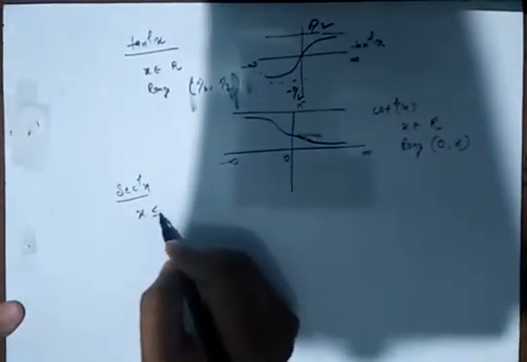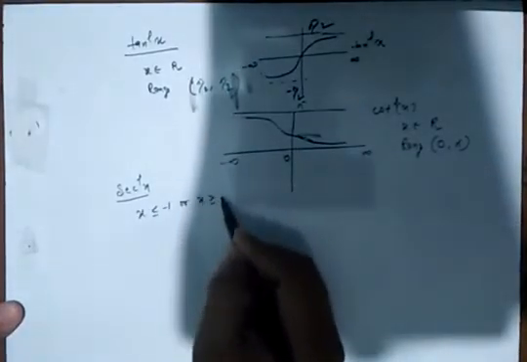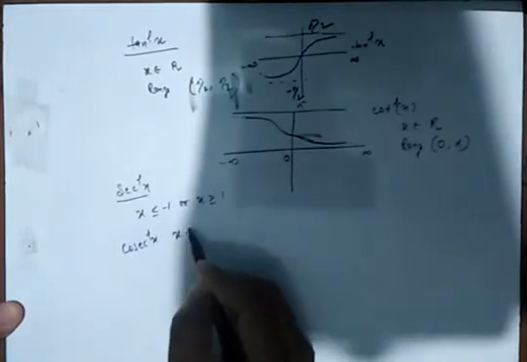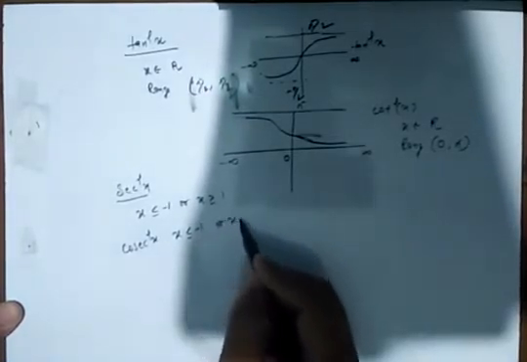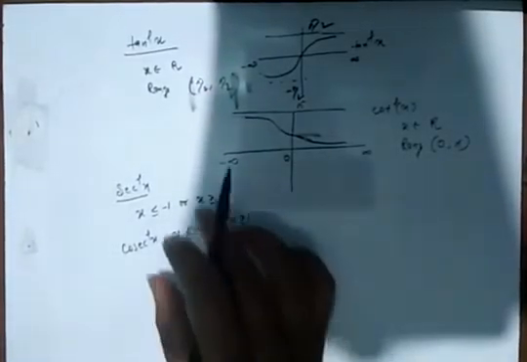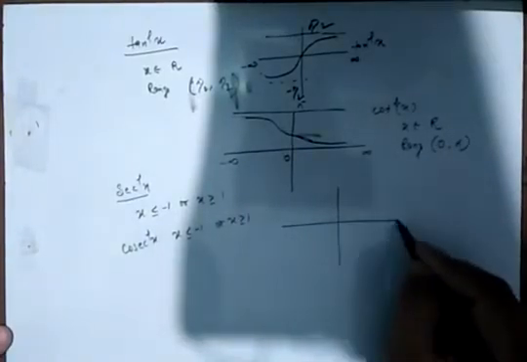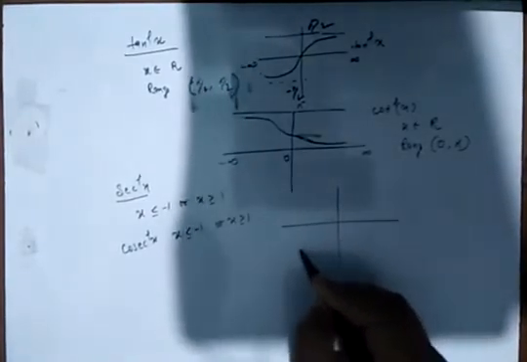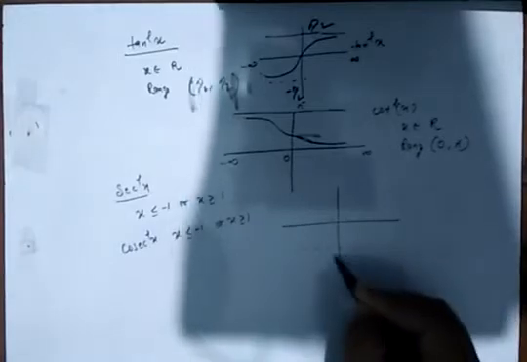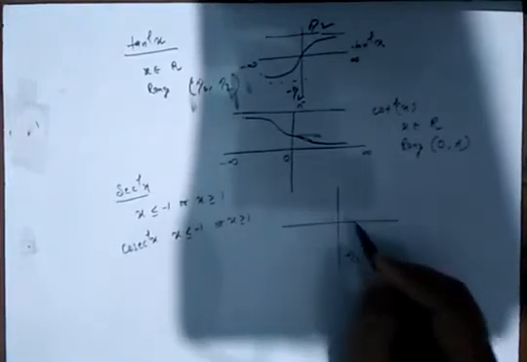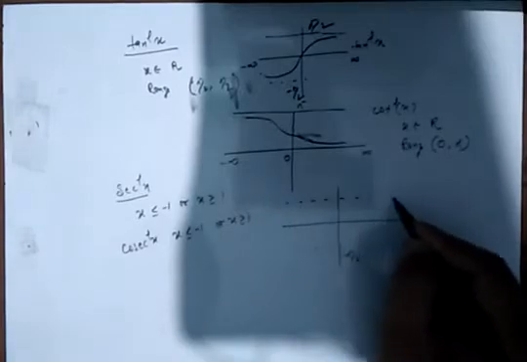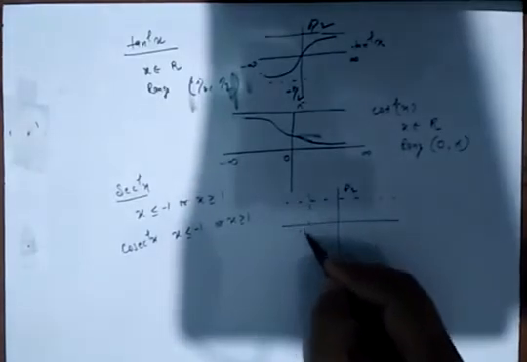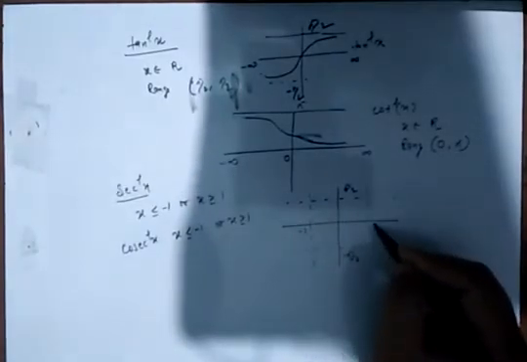Okay. For the sec inverse function, x is less than or equal to minus 1 or x is greater than or equal to 1. Same way for the cosec inverse function, x is less than or equal to minus 1 or x is greater than or equal to 1. So if you draw the curve, you can see it in such a way for cosec inverse function, minus pi by 2 to pi by 2 here, this is the range. Okay, this is minus pi by 2, this is pi by 2. Okay, this curve is minus 1, this curve is 1.